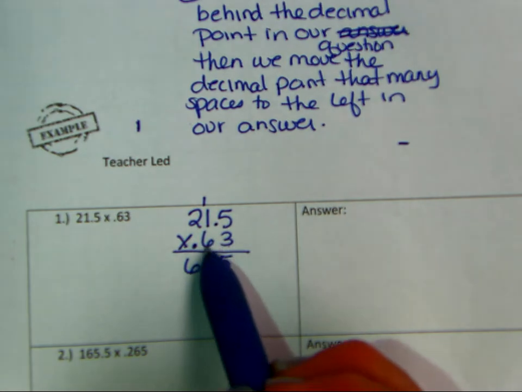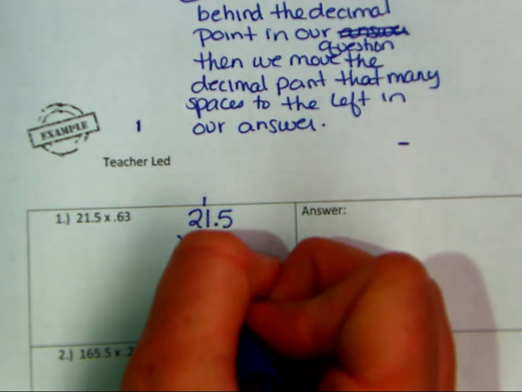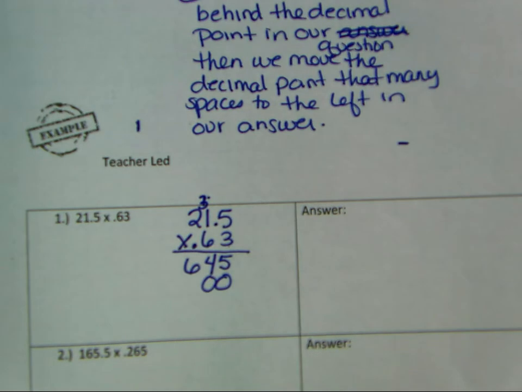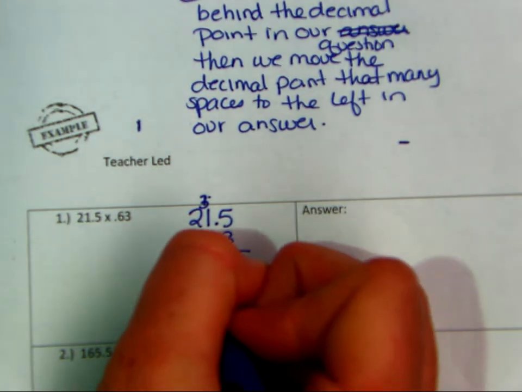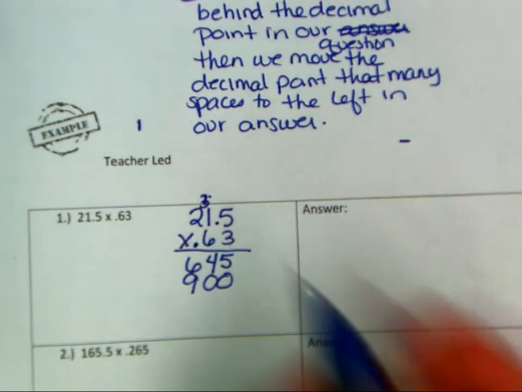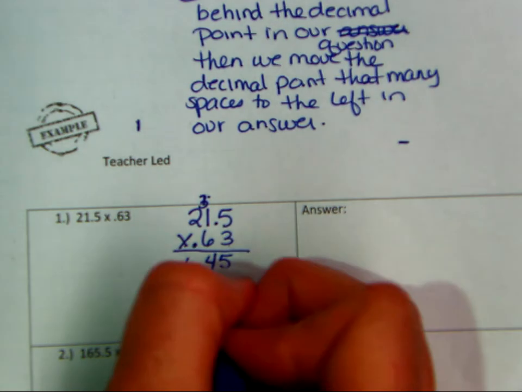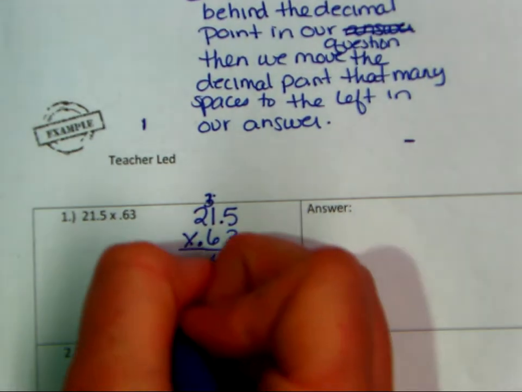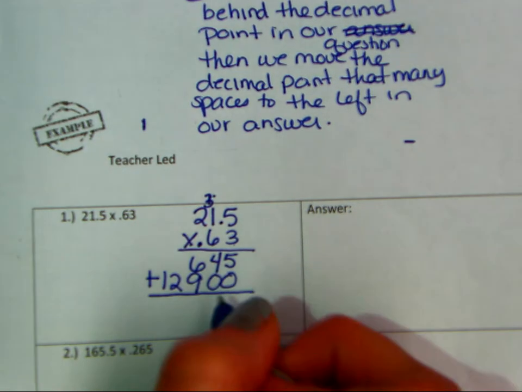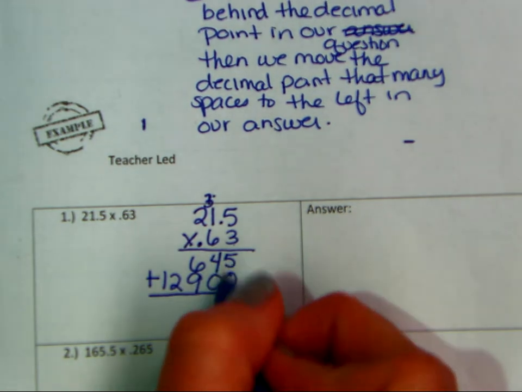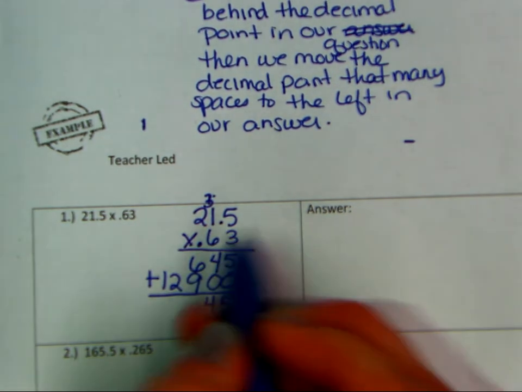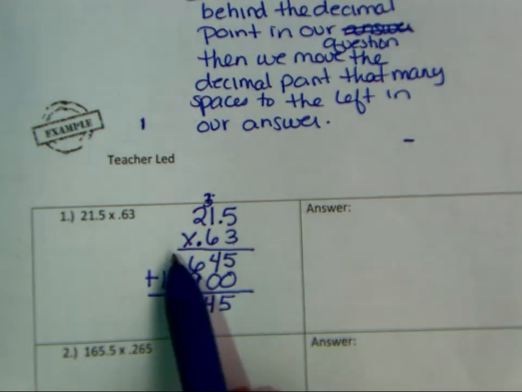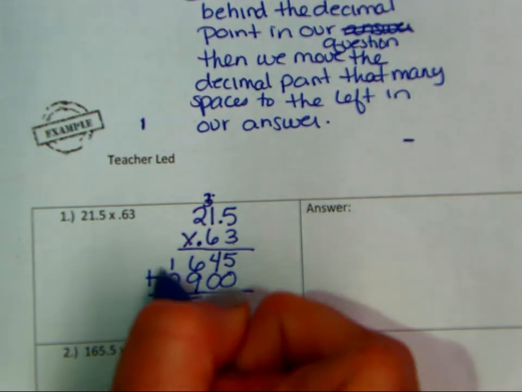And now we're going to go 6 times 5. What's 6 times 5, class? 30. Carry the 3. What's 6 times 1? 6. Plus 3? 9. What's 6 times 2? 12. So now we've multiplied both digits, and we're going to now add them. What's 5 plus 0? 5. 4 plus 0? 4. 6 plus 9? 15. 15. Good. Carry that 1. 1 plus 2? 3. And then 1 comes on down.